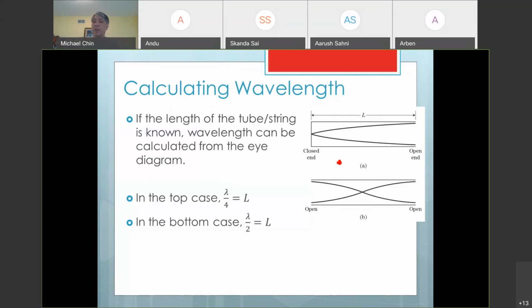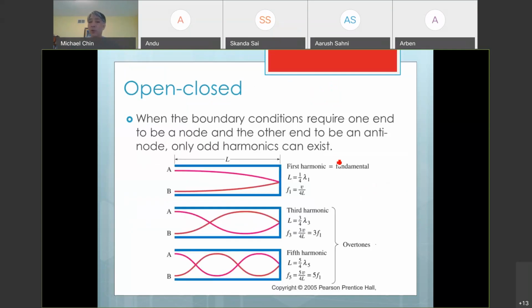In the bottom case, I have two halves, but basically it's one loop, so lambda over 2 equals the length of my medium. That gets me my fundamental frequency, or the first harmonic. As long as I have the first harmonic, I can figure out all the other harmonics after that by multiplying my frequency by n. Just remember, for the open-closed situation, I only have the odd harmonics.